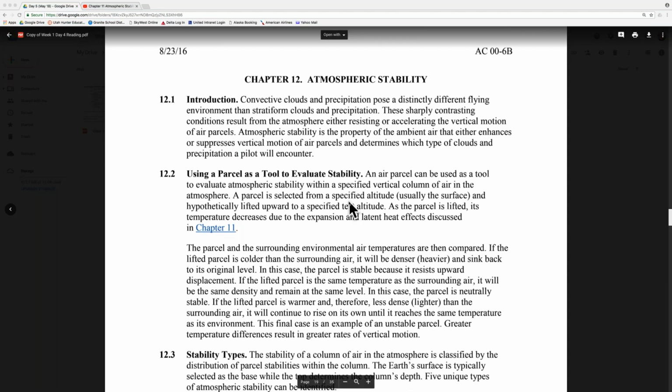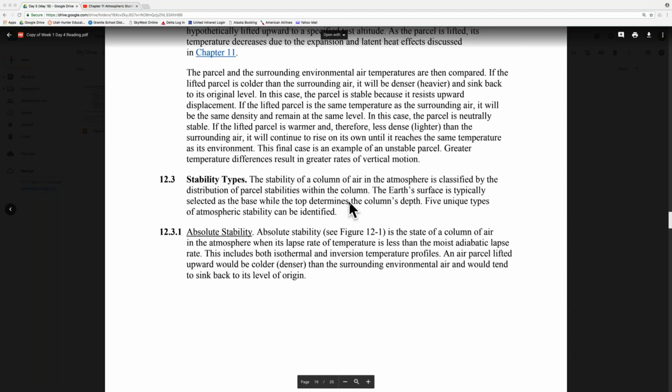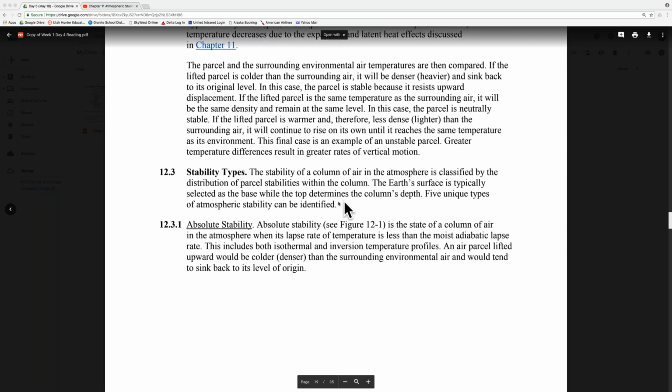So atmospheric stability. So stability types. We've got absolute stability, okay? State of column of air in the atmosphere when lapse rate of temperature is less than the moist adiabatic rate.